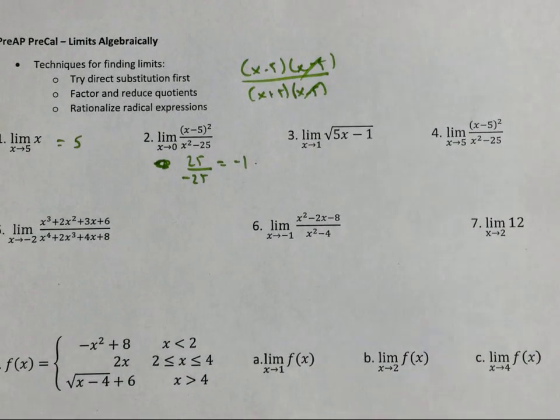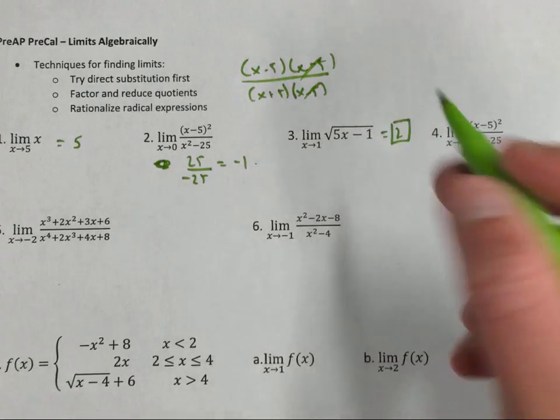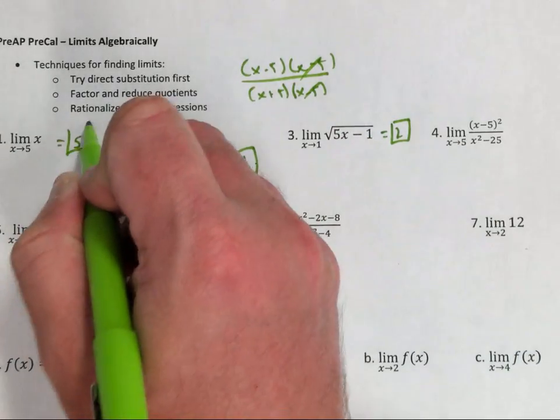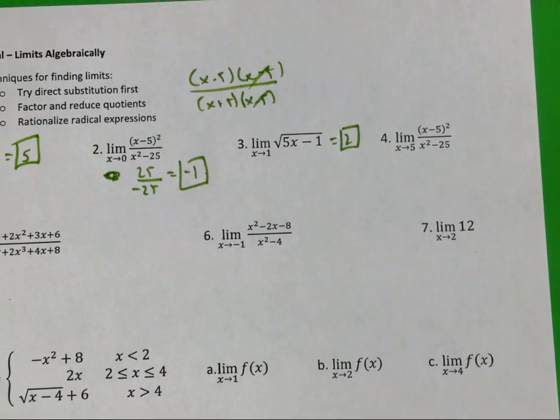Alright. Number 3. I'm going to try direct substitution first. Take 1, plug it in. What's 5 times 1? 5 minus 4 is? 5 minus 1 is? 4. Square root of 4 is? 2. There's your answer. Direct substitution works on that one as well. Limits are easy when direct substitution works like that.